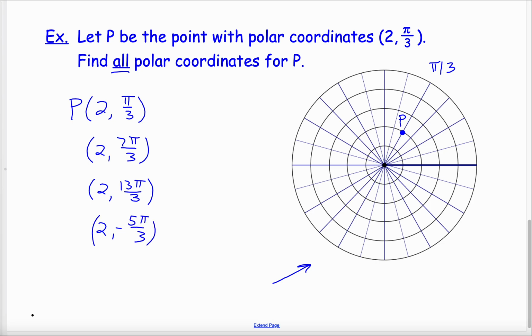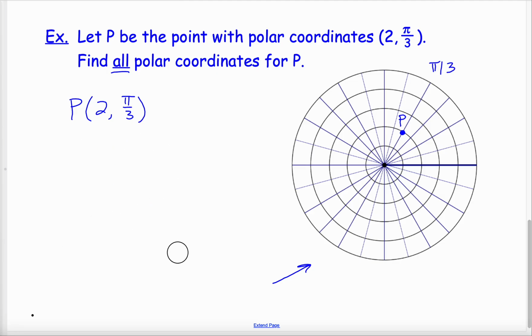And so on and so on. So I could just keep going around the circle. I could keep adding 2 pi's or subtracting 2 pi's, and I'm back at that same spot where the point P is. So I can't just keep writing these forever. My arm would get tired and I'd never finish. So how about we generalize and say 2 comma pi over 3 plus 2 pi n, where n represents any integer.